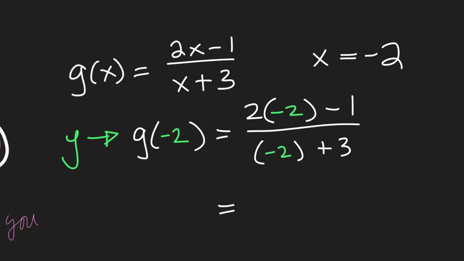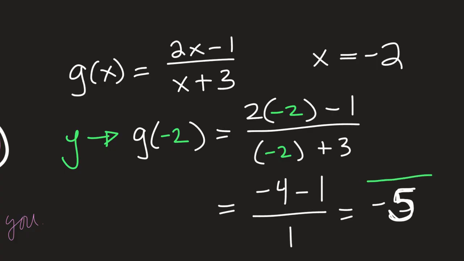So let's do this. 2 times -2 is -4, minus 1, over -2 plus 3 is 1. So we have a y value of -5. Okay, we are 1/3 of the way done. We have found the y value.